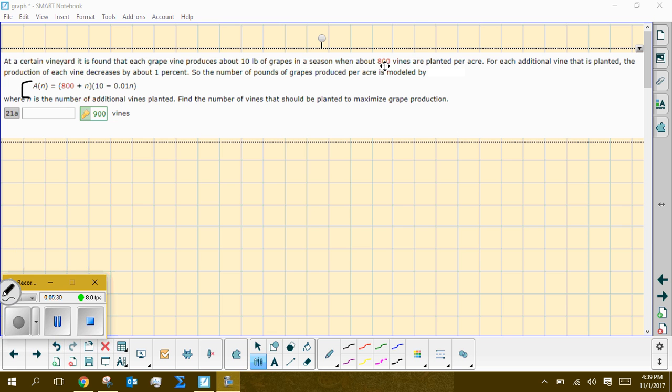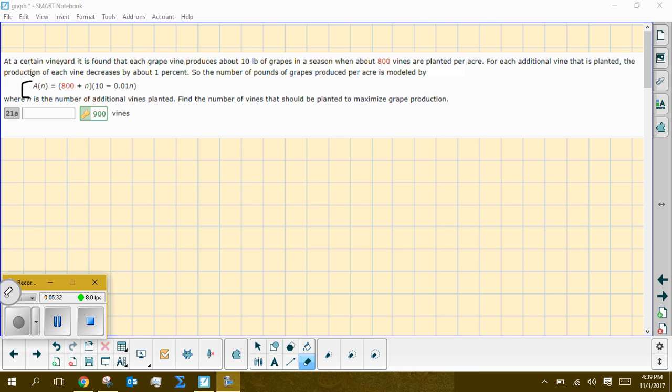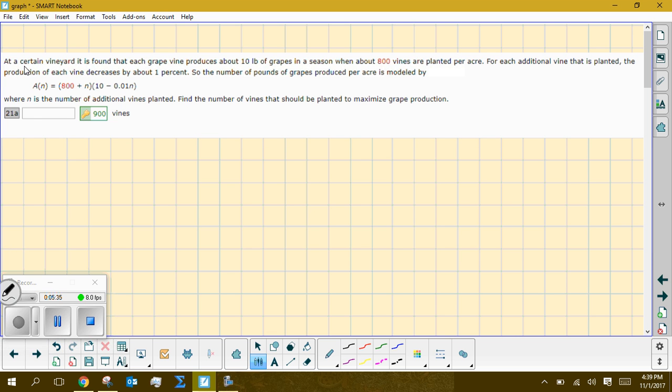This idea is an actual phenomenon that occurs. If you start to overcrowd crops, it makes them unhappy, and they don't produce as much fruit, or if it's wheat or corn or whatever that crop is, it won't produce its maximum. So they've figured out that 800 is what we want. We'll maximize and get 10 pounds if we have 800 vines, but adding another vine starts to reduce the amounts of grapes per vine.